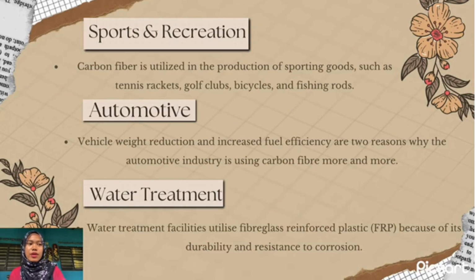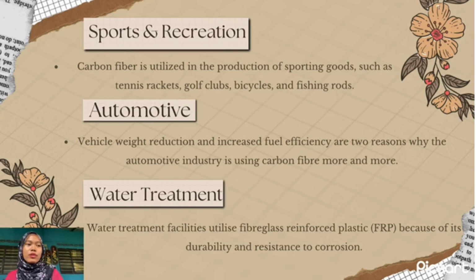Fourth is sport and recreation. Carbon fiber is utilized in the production of sporting goods such as tennis rackets, golf clubs, bicycles, and fishing rods. In Malaysia, carbon fiber-based sport equipment is popular among athletes and enthusiasts looking for lightweight and high-performance gear.